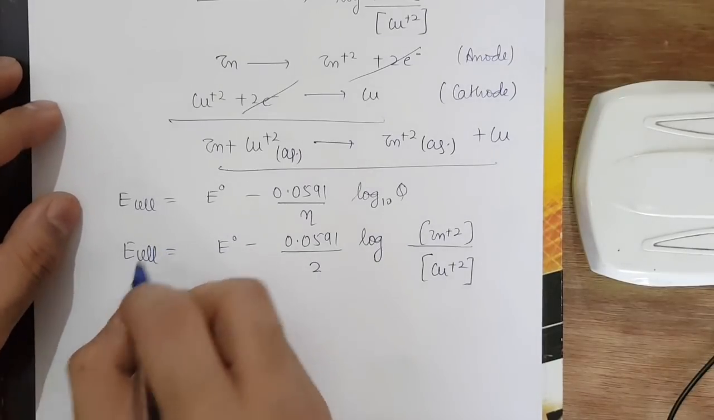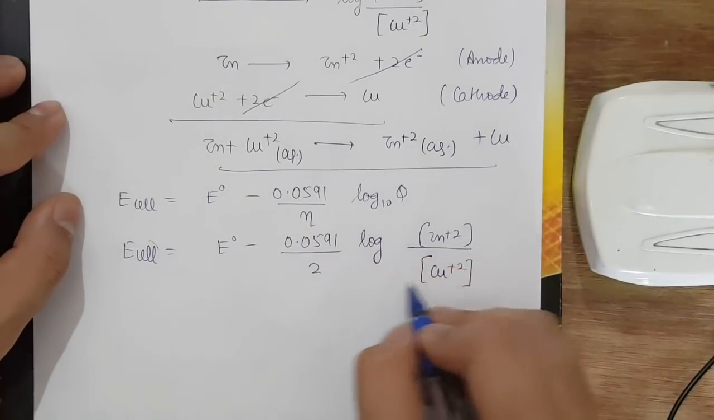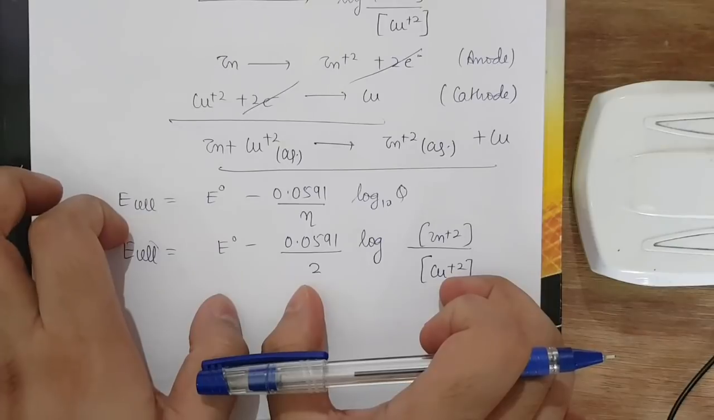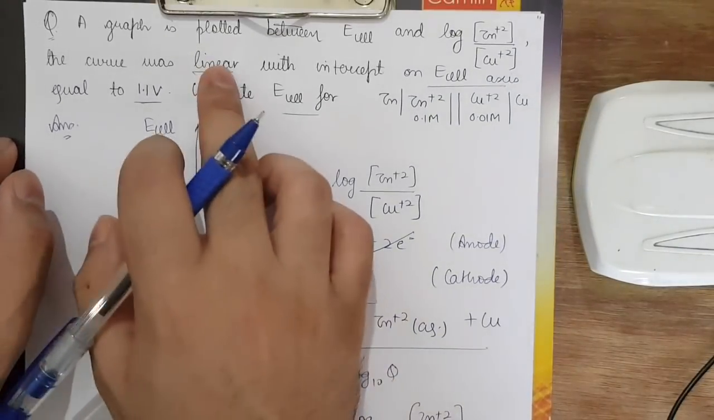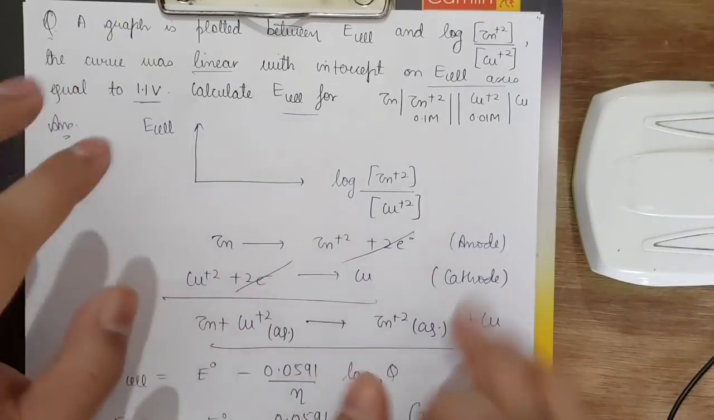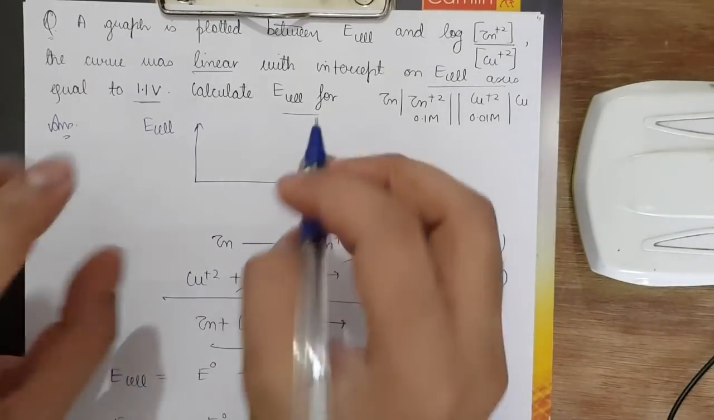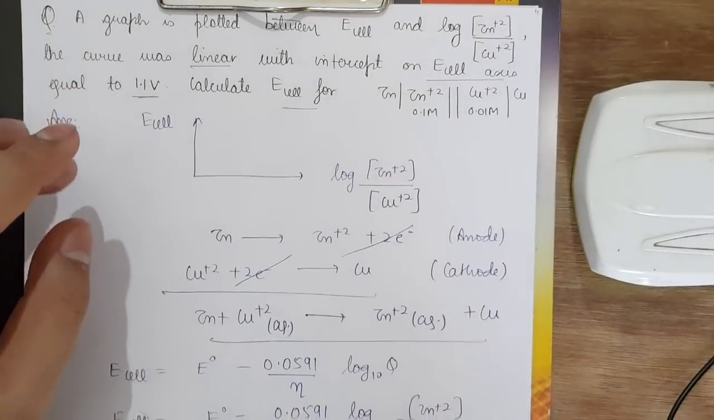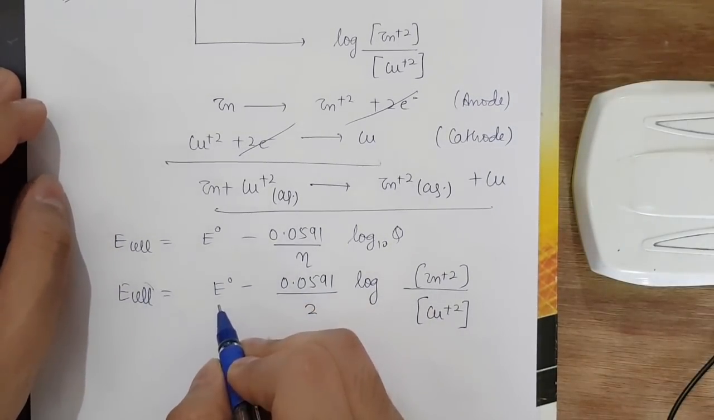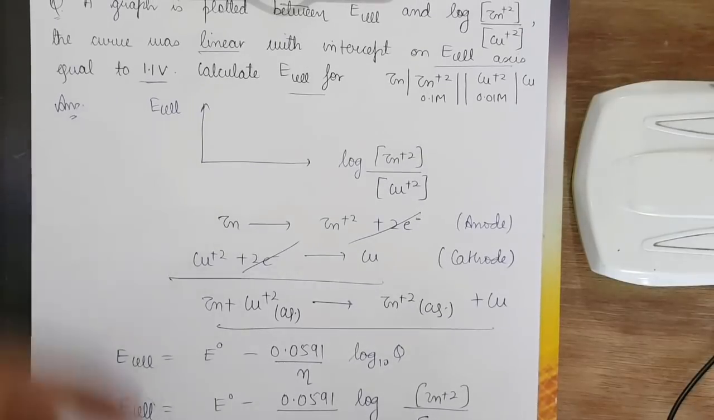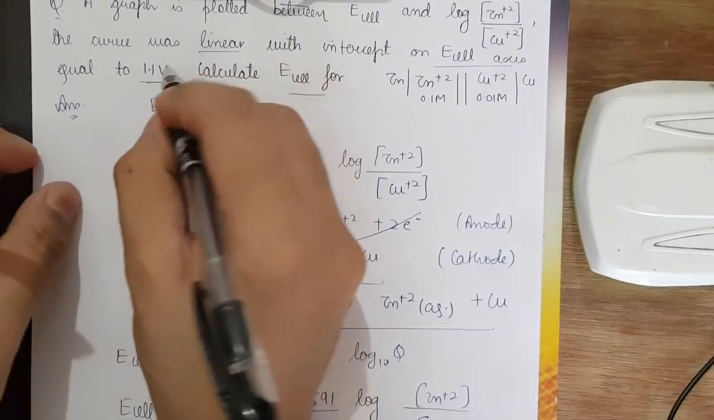Let me assume that this is some y and this is some x. So you can see that this is a straight line which has been clearly mentioned to you in the question, that the graph was linear. So we have assumed the equation to be correct here. Now we need to calculate the E cell for this reaction. So for calculating the E cell, we first of all know the value of E naught also. The E naught is basically equal to 1.1.